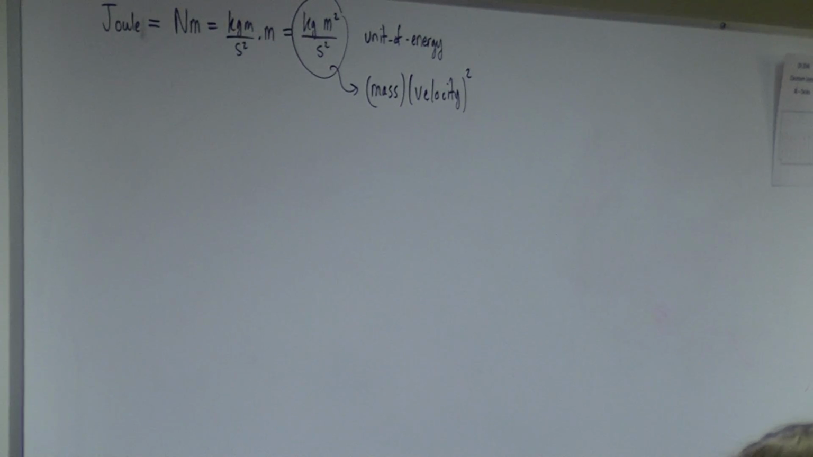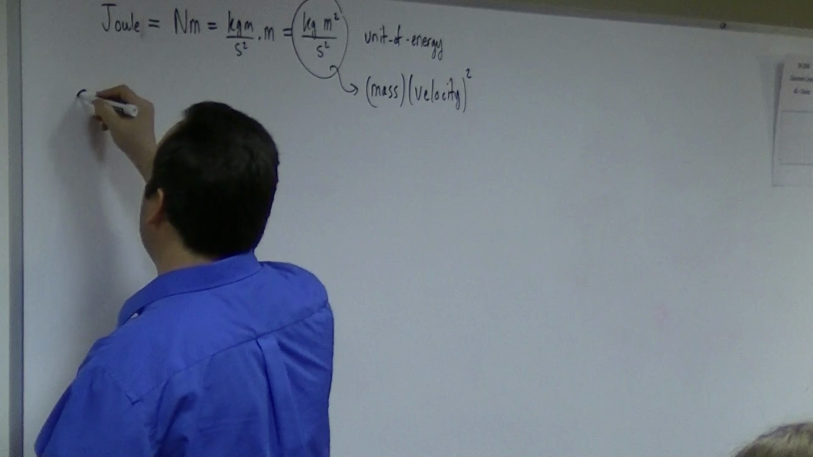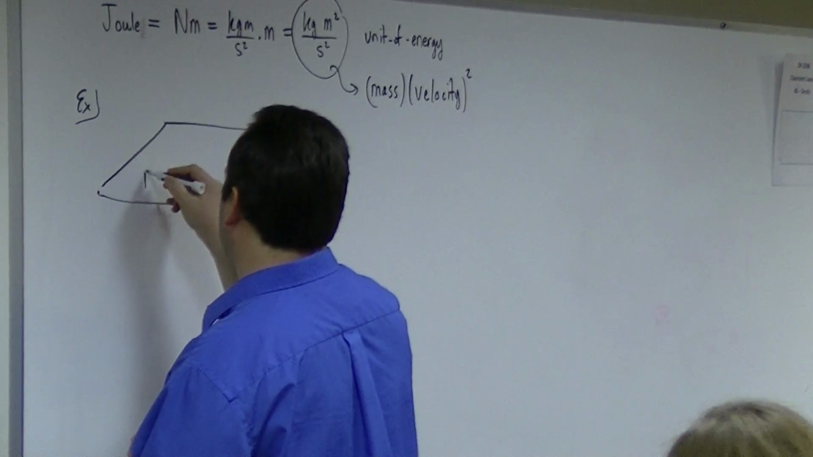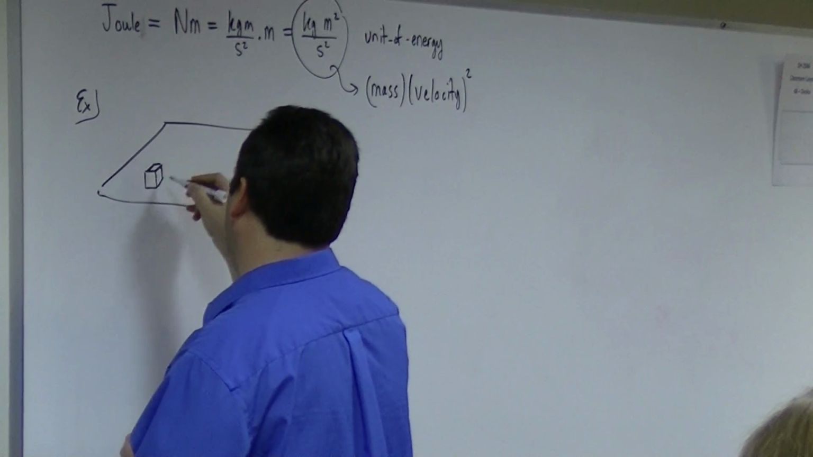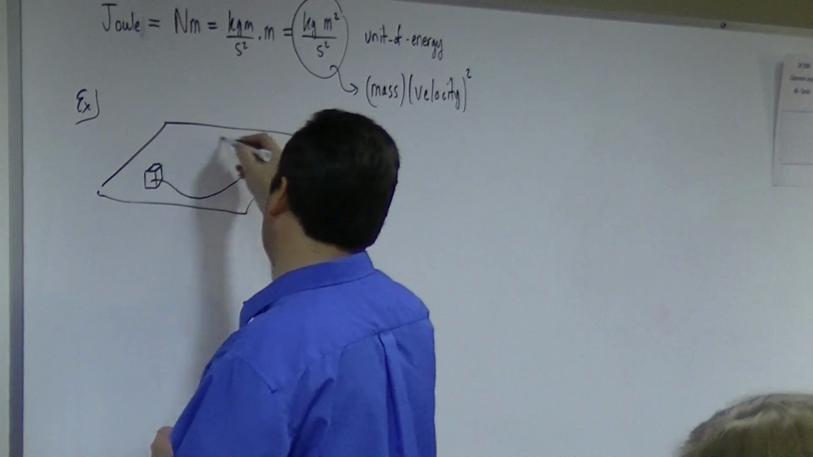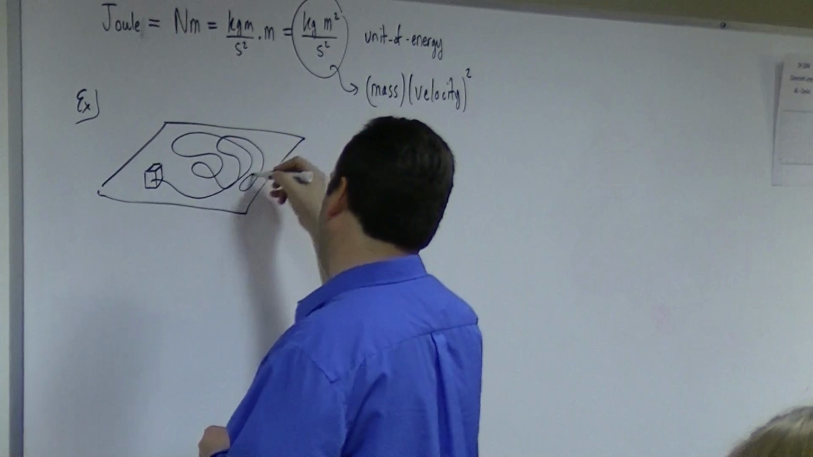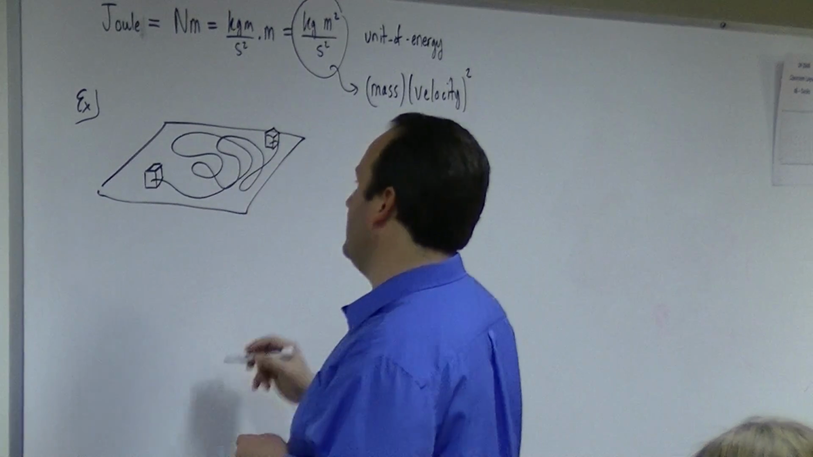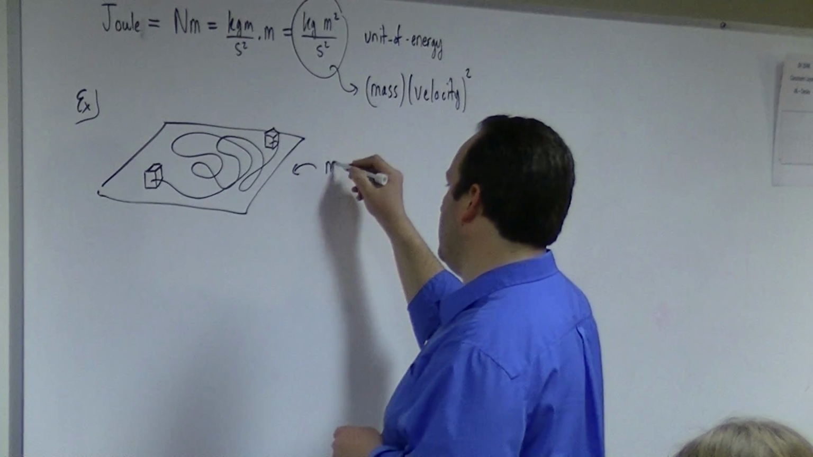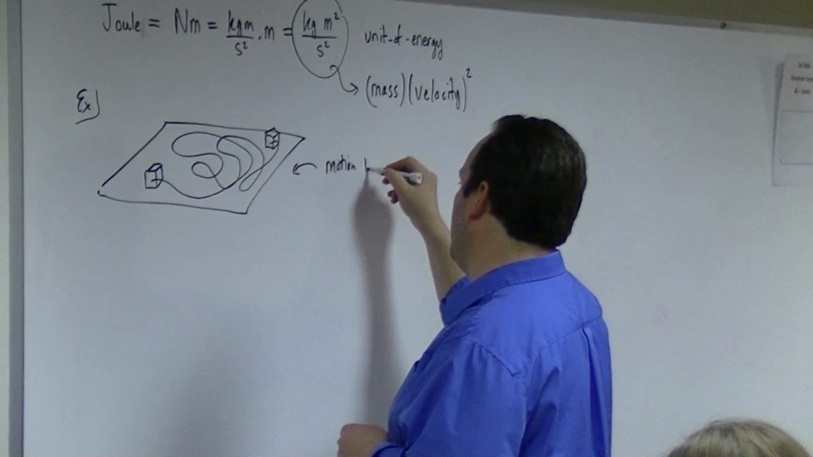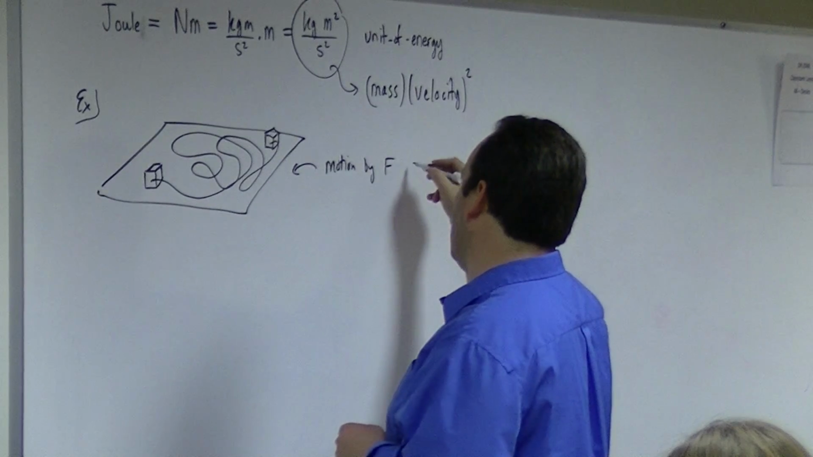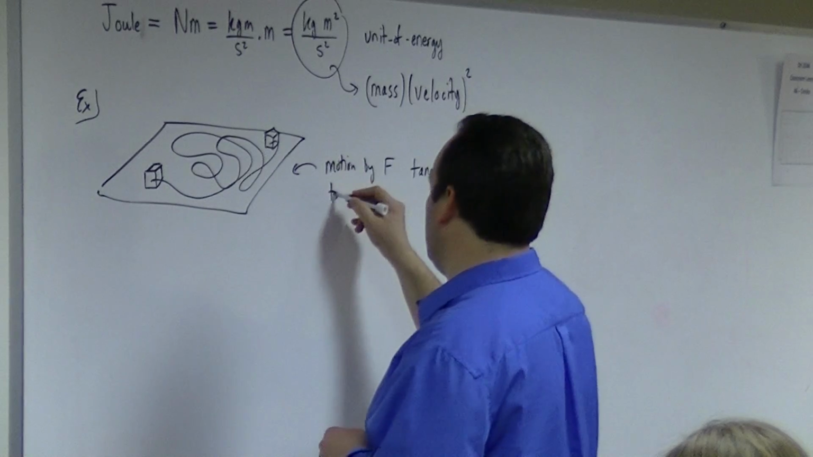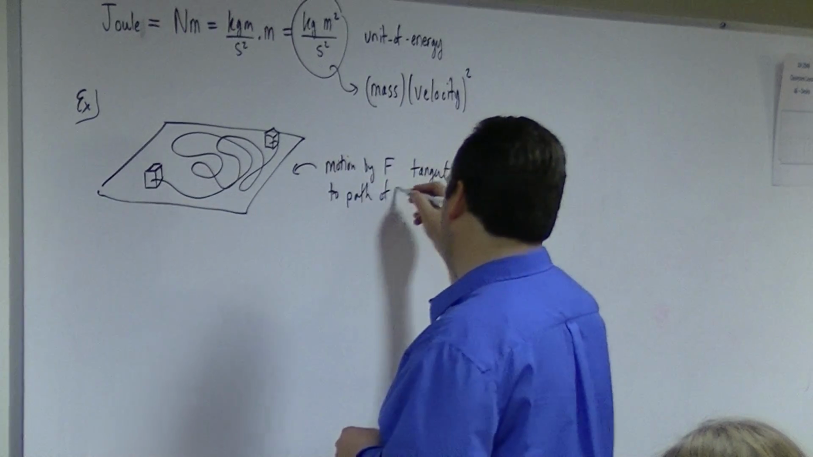But I wanted to, here's a nice example, it's kind of silly. Get a box, right? And then you take that box and you move it over to here, like so. All right. So you move it by a force which is tangent to a path of length L.